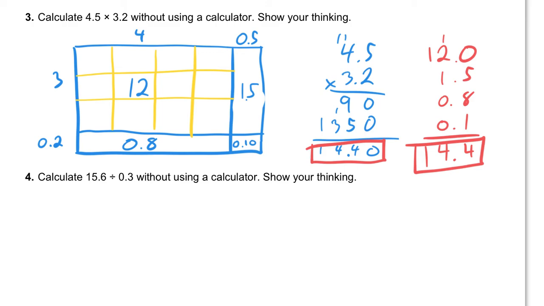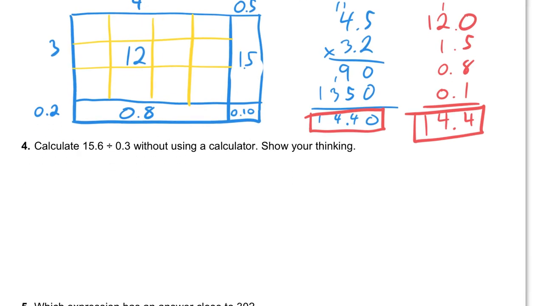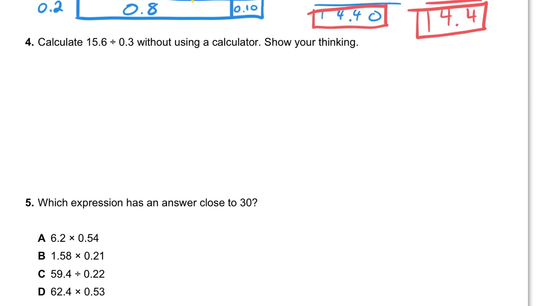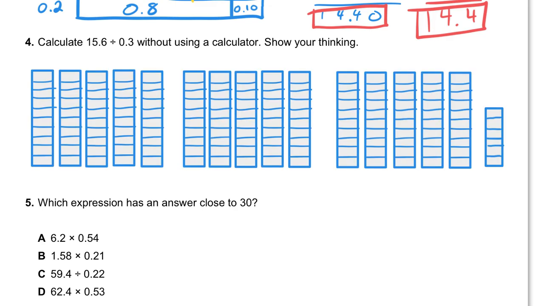Okay, let's calculate 15.6 divided by 0.3 without using a calculator and show your thinking. Now, if you know how to do decimal division or long division with decimals, you go ahead and do that. I think I'm going to show you in a slightly more visual way by drawing a picture. So here I have 15 and 6/10, or 156 tenths, and now we can divide it into groups of 3/10. Another way of asking the question is, how many times does 3/10 fit into 15 and 6/10?